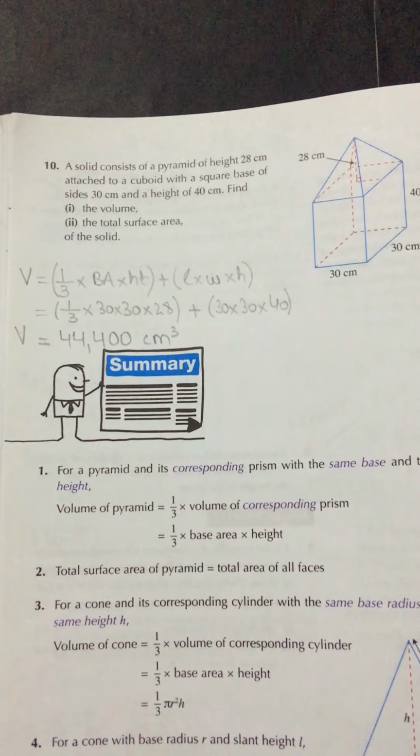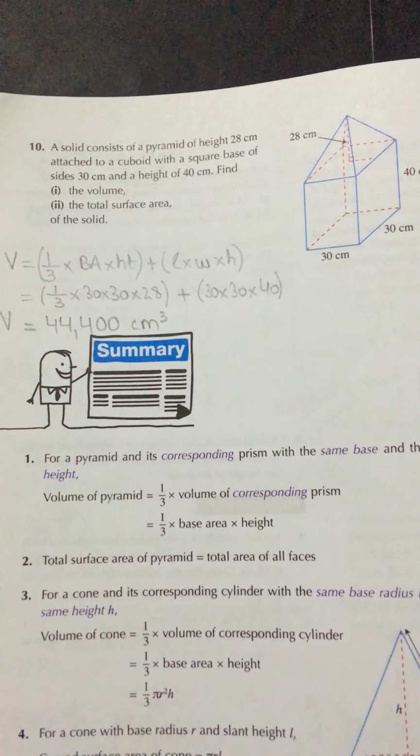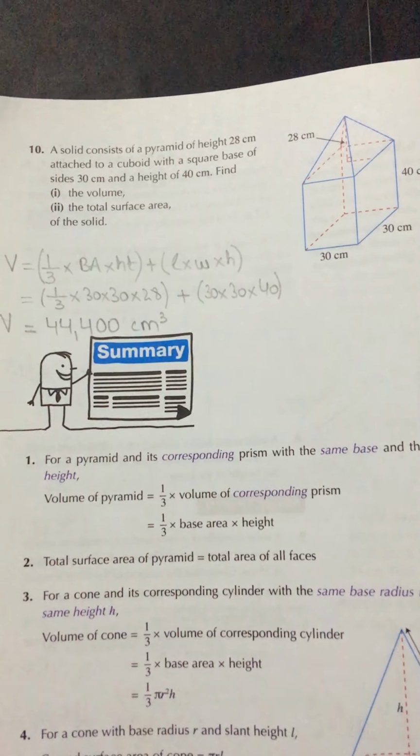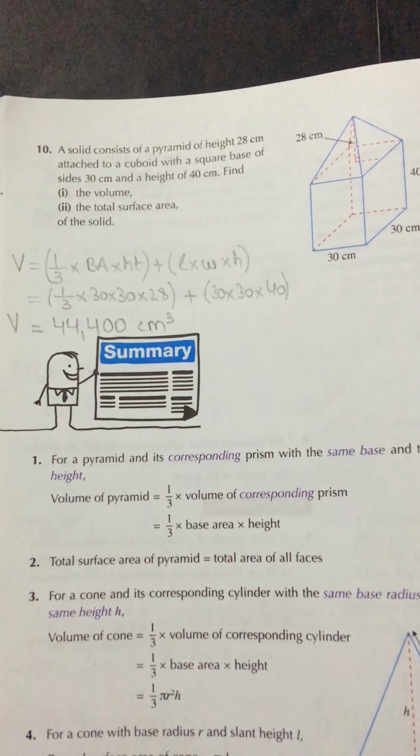So question number 10 of exercise 12D, compound 3D solids. This question is a bit tricky, that's why I am solving it for you guys. This question is basically a compound 3D shape and it has a pyramid and a cuboid. It is basically a combination of a pyramid and a cuboid. This has been mentioned in the question.